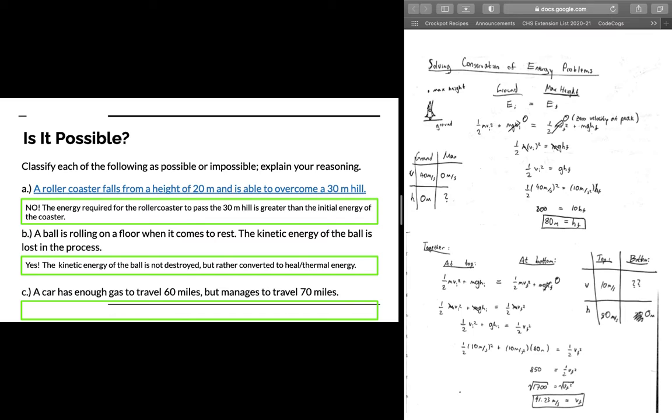And then C, a car has enough gas to travel 60 miles, but manages to travel 70 miles. So this is very similar again to the first example, where instead of having our potential energy being proportional to the height, we now have our potential energy being the energy stored in the chemical bonds of the gas, and that's proportional to how far we can travel. So in this case, because our potential energy stored in the gas tank allows us to travel 60 miles, we can never exceed that initial amount of energy we have, so we can never travel 70 miles or beyond 60 miles.